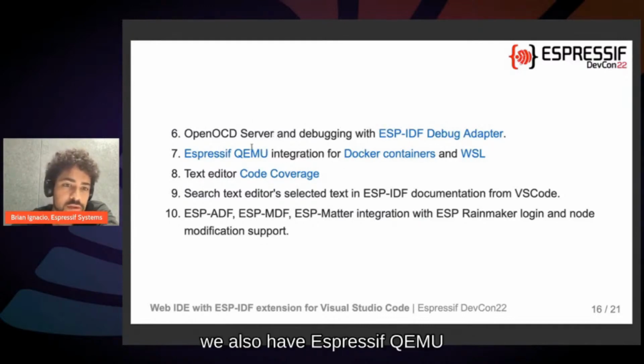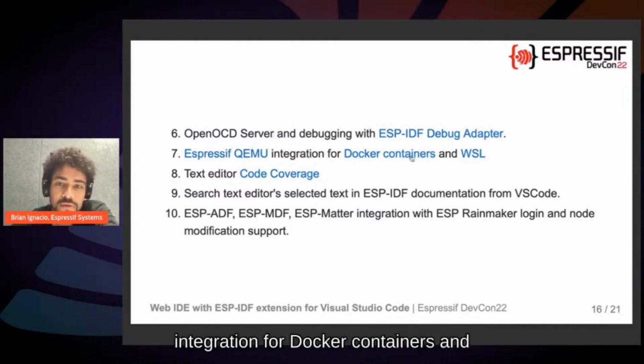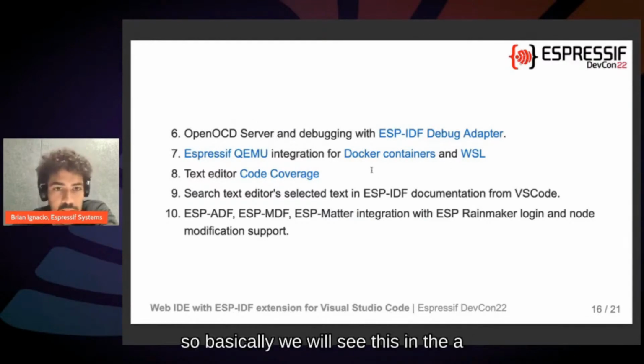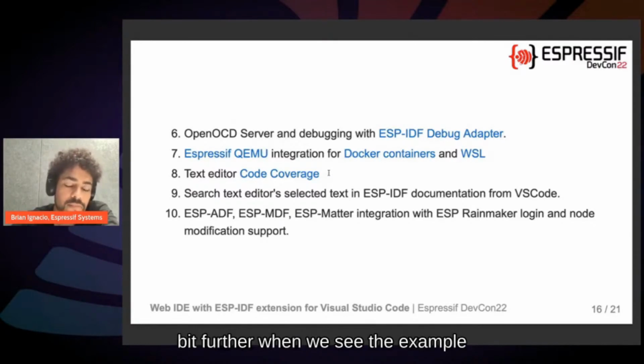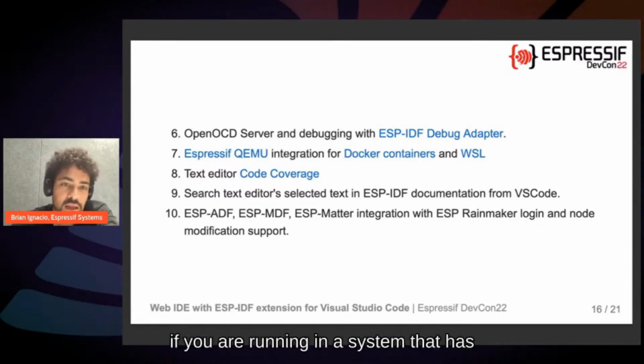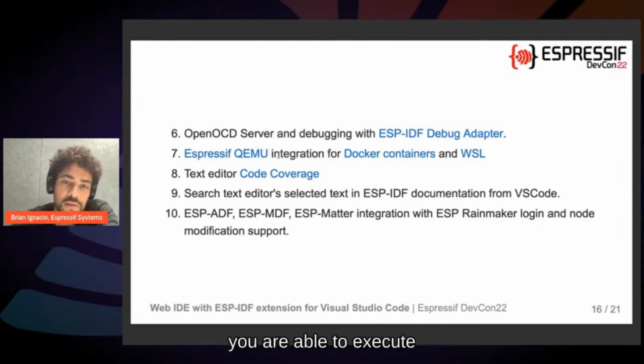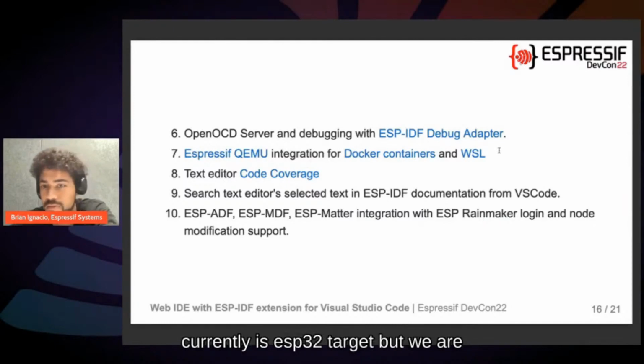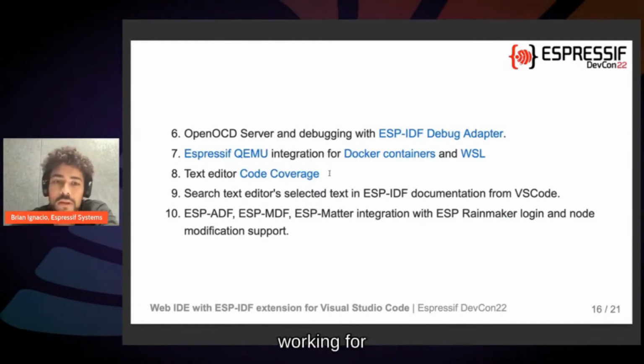We also have Espressif QEMU integration for Docker containers and WSL. We will see this a bit further when we see the example. But basically, if you are running on a system that has QEMU in the path, you are able to debug using the QEMU fork we have. Currently it is the ESP32 target, but we are working on other targets so you can do some emulation testing.